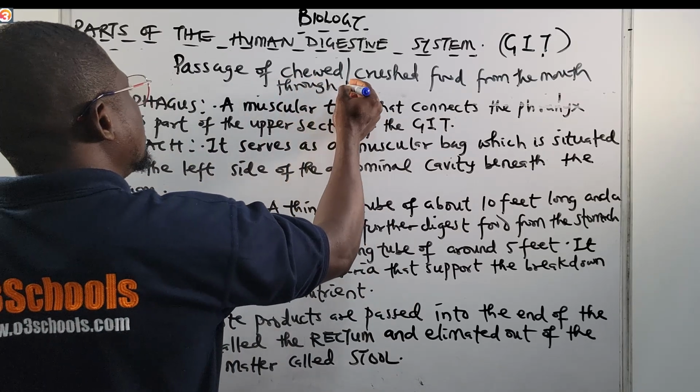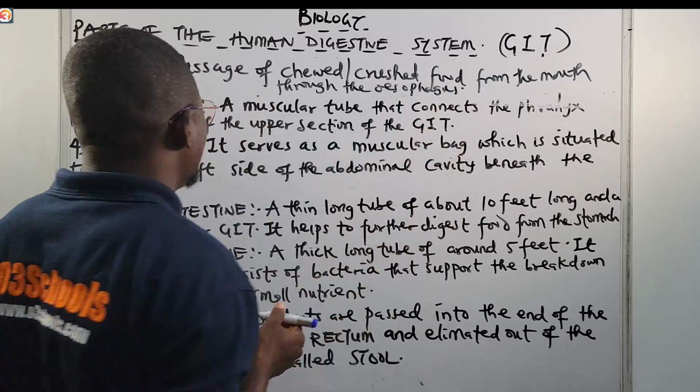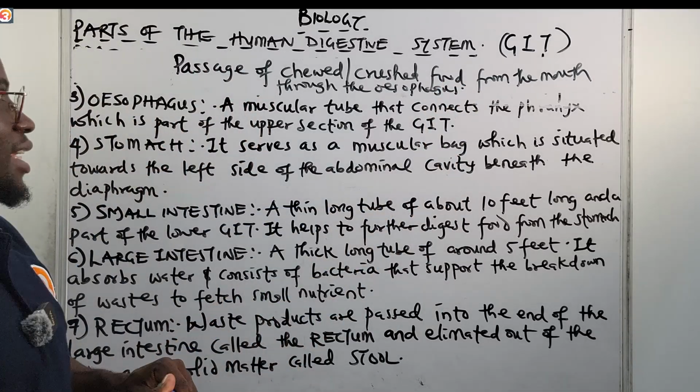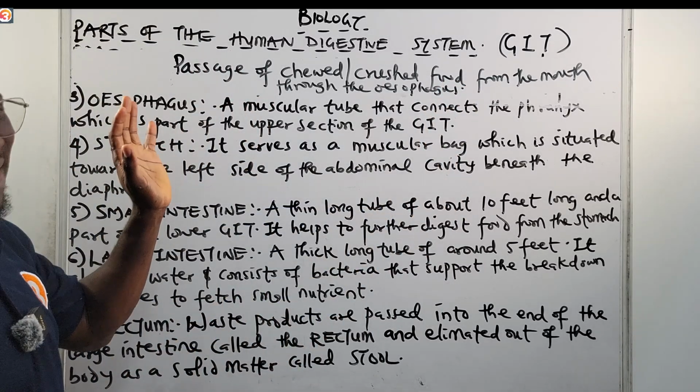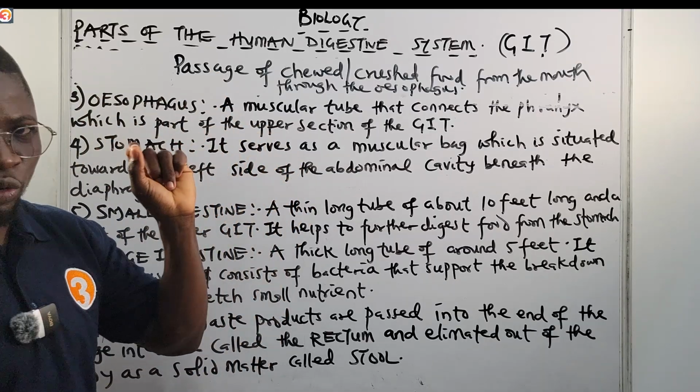Okay, sorry, through the esophagus. So this is the function of the pharynx. The function of the pharynx is to pass chewed or crushed food from the mouth through the esophagus.